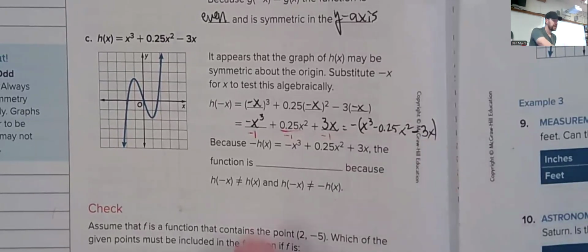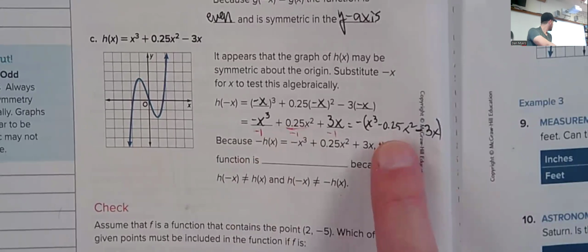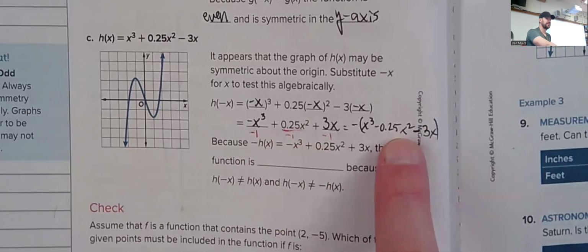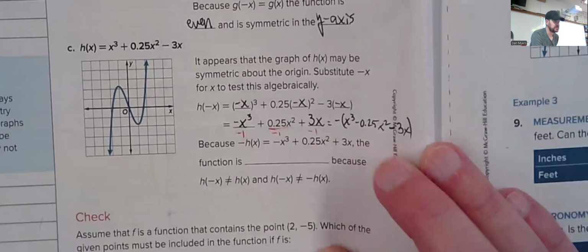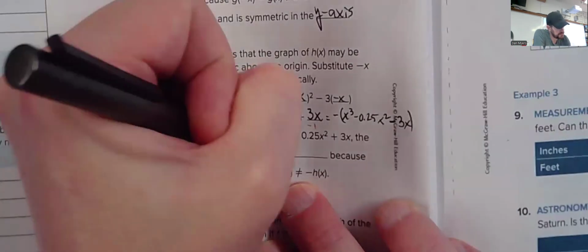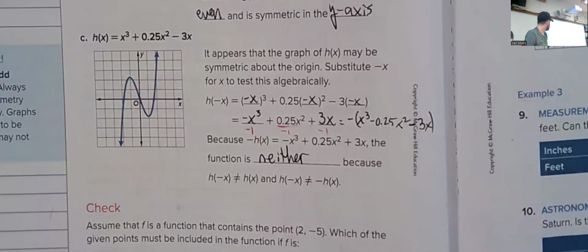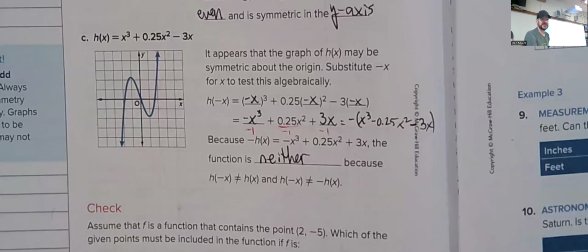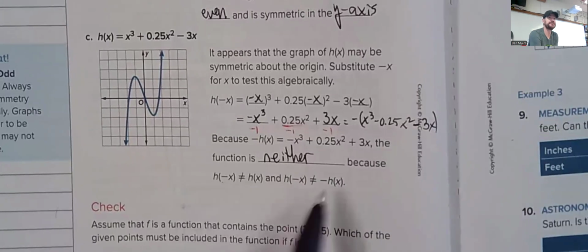So because the opposite of h of x, which is this, that's what we just figured out, is equal to this here. I like this better with the parentheses. The function is neither. It's not even, it's not odd, because we can actually test to see if it's even or odd by doing that one thing. It's definitely not the same as the original. It's also not equal to the opposite of the original. Therefore, it's neither odd nor even. So none of those things are true.